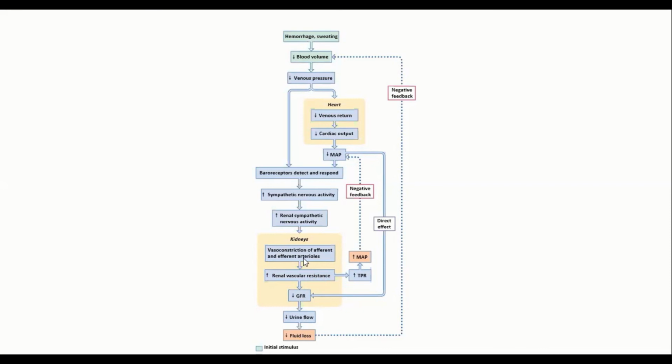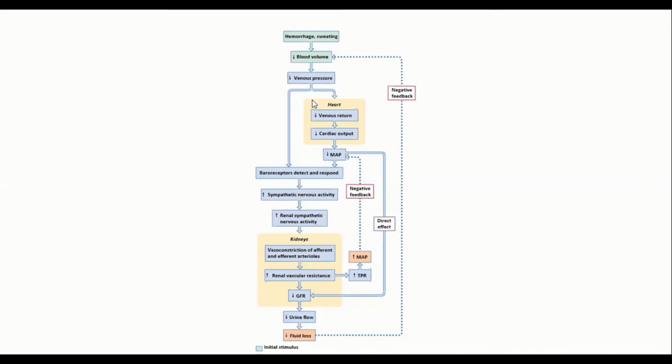Now we have some other feedback loops here that we can see. So one thing is that as we decrease our fluid loss, that's going to bring the blood volume back up. So it's going to slowly sort of cancel out this flow. It's going to turn off this sympathetic nervous activity as we get back to normal.